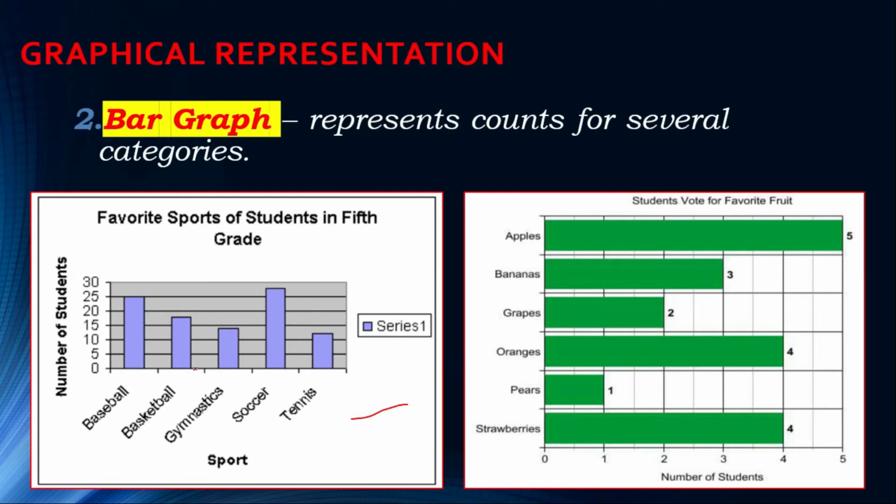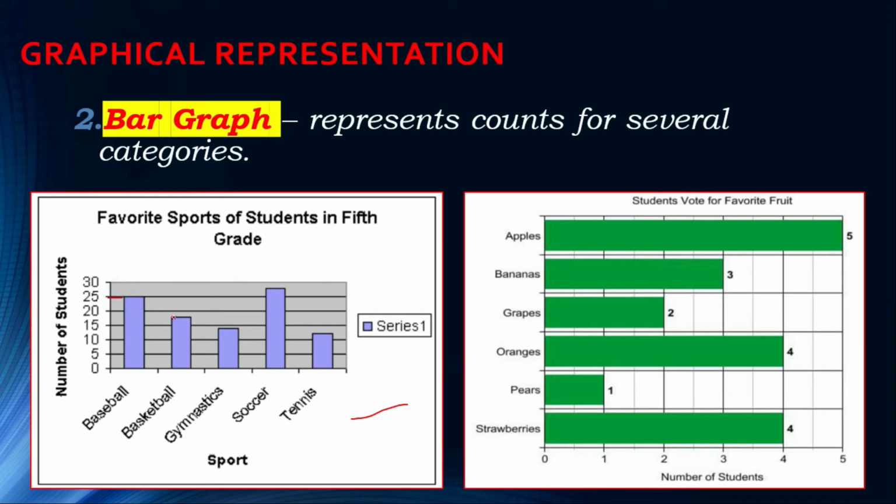So, pwedeng ganito yung presentation sa bar graph. Magkakahiwalay yung ating mga bars dito. Samantalang yung histogram kanina, dikit-dikit, at class interval yung nasa baba niya. So, pwede din na ganito nyo ilagay yung ating bar graph. Okay. For baseball, ilang estudyante yung may gusto? Meron tayo ditong 25 students.